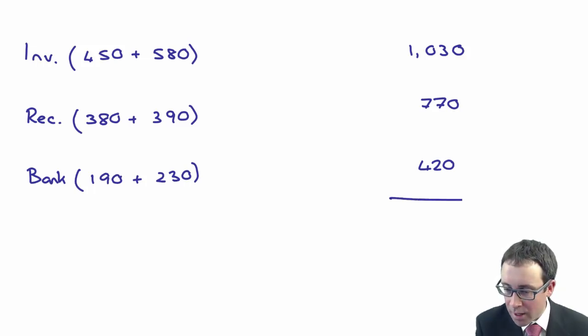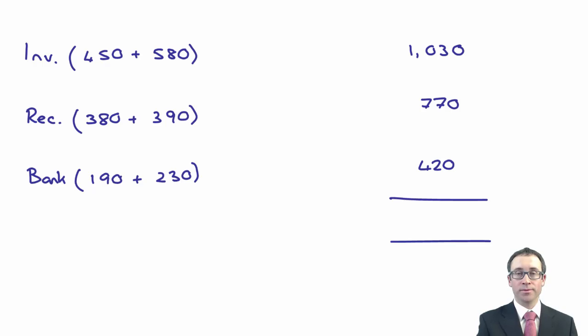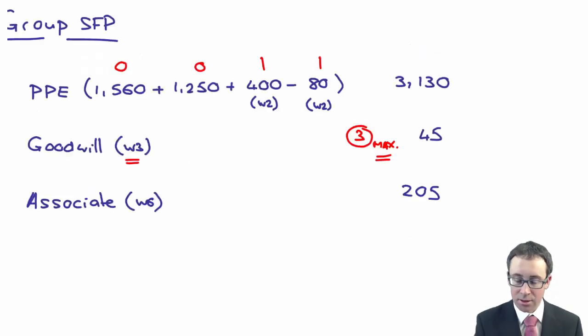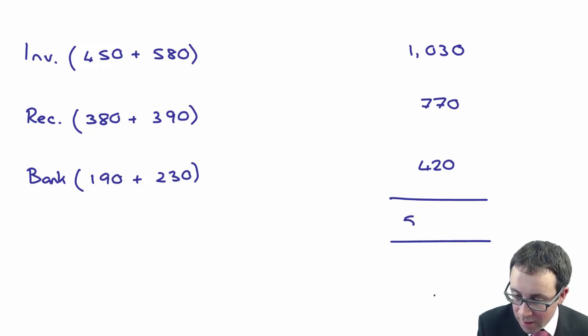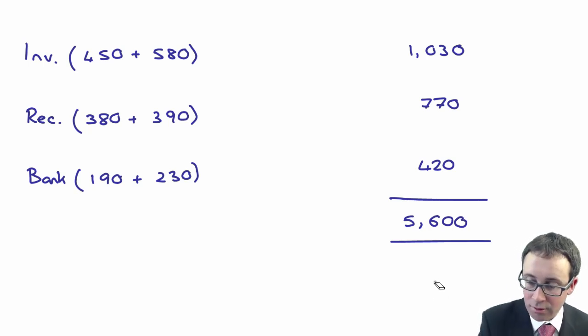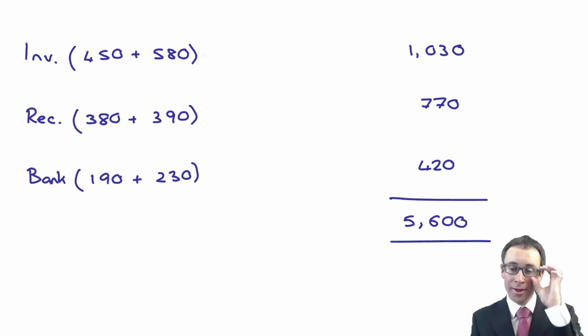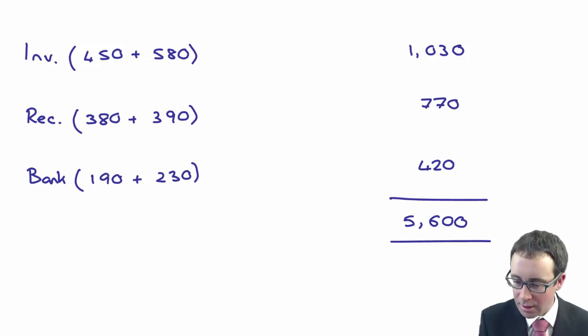Again, what you could do, if you so wish, is total that up to work out the total assets. Nothing like getting that achievement, is it, where it all balances? So 3130 plus 45 plus 205 plus 1030 plus 770 plus 420. So I think that gives me total assets of 5,600. Okay, happy with that. Let's hope it balances.